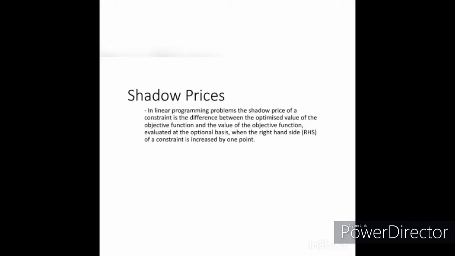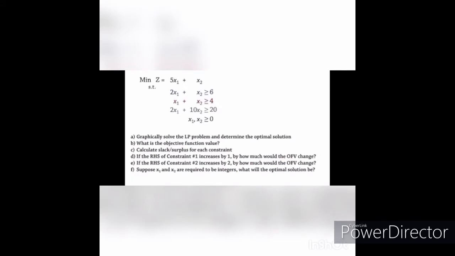Shadow prices. In linear programming problems, the shadow price of a constraint is the difference between the optimized value of the objective function and the value of the objective function evaluated at the optimal basis, when the right-hand side (RHS) of a constraint is increased by 1 unit. So here's an example of the calculation of shadow prices.